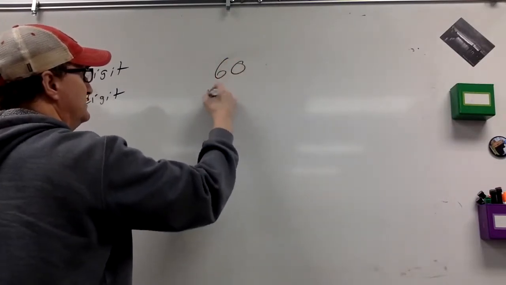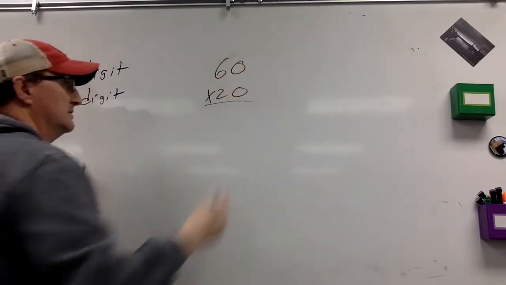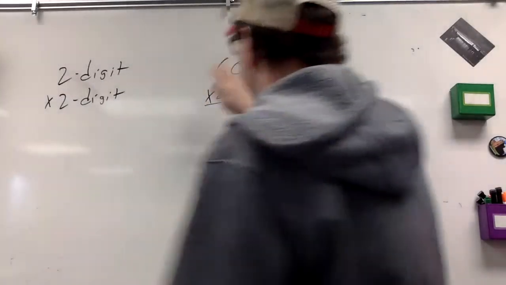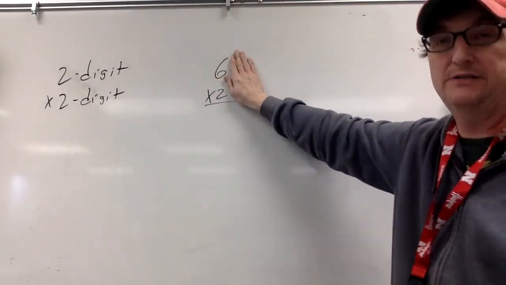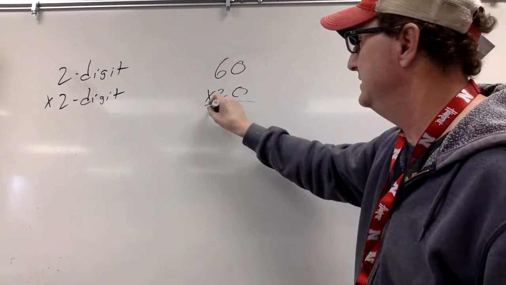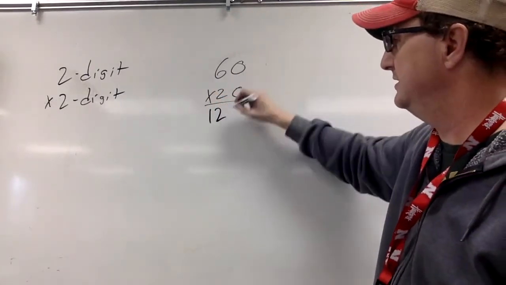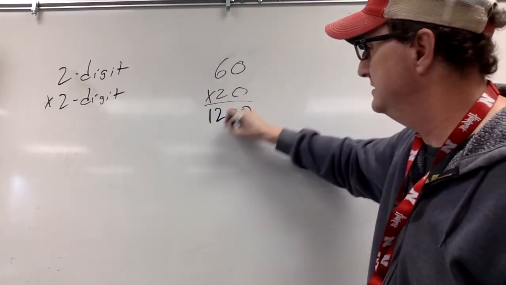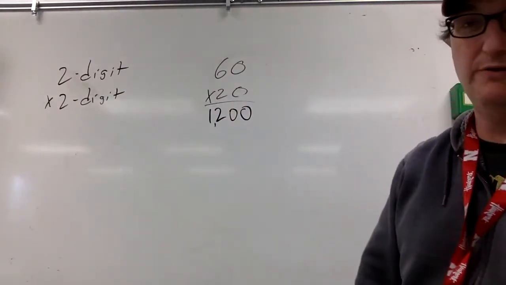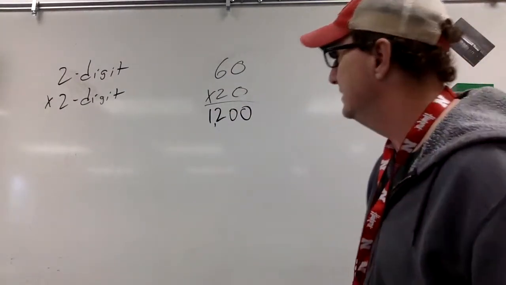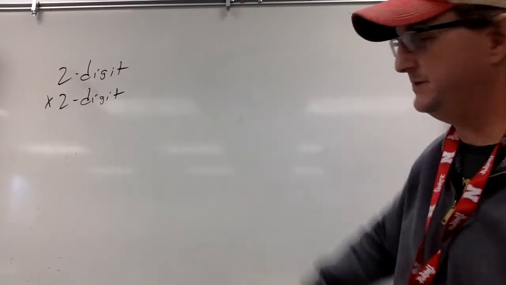60 times 20. Start out, pretend the zeros aren't there. 6 times 2 is 12. Then 0, 0. So 60 times 20 is 1,200. A couple more, just to help you get the hang of it.